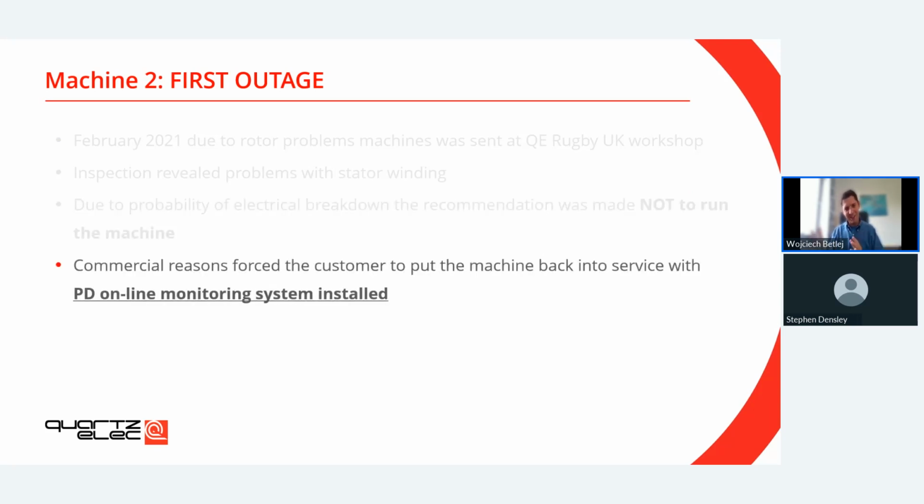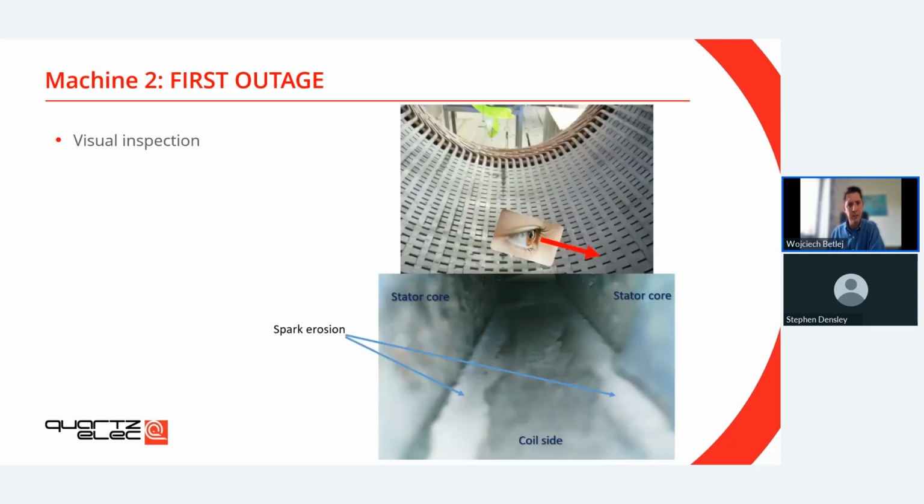Unfortunately, the technical side is very often overruled by the commercial side, and this customer was forced to put this machine back online. But because they knew that they had severe problems, at this point they installed a PD online monitoring system. And let's see what has happened.